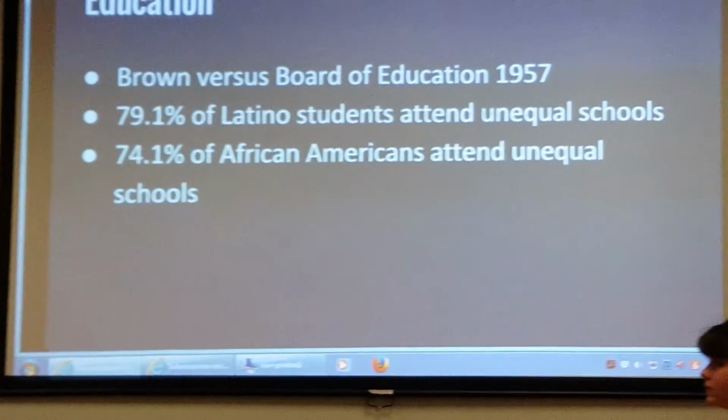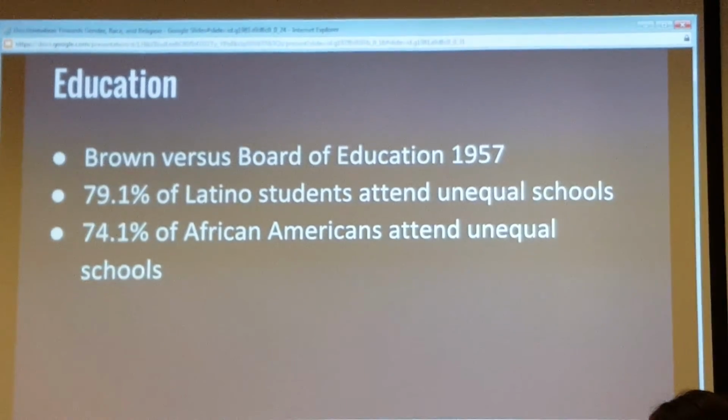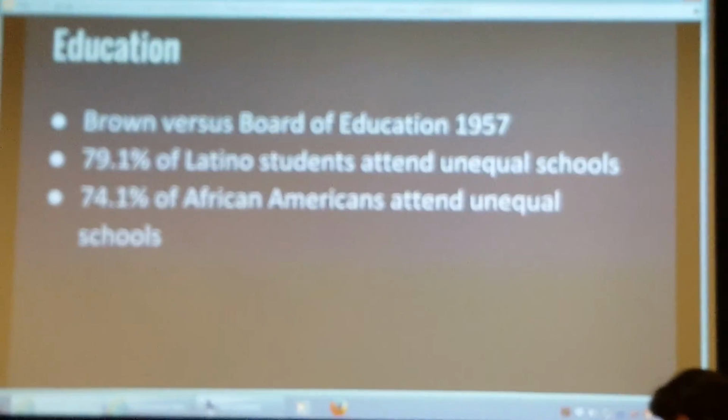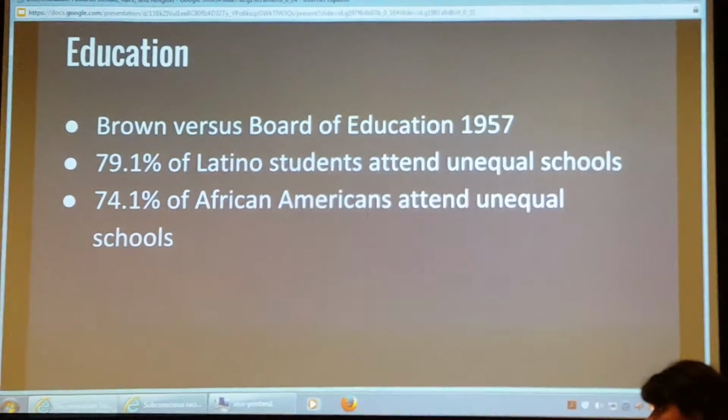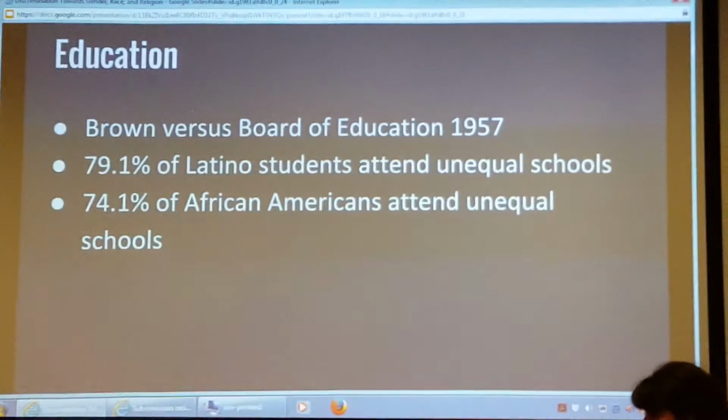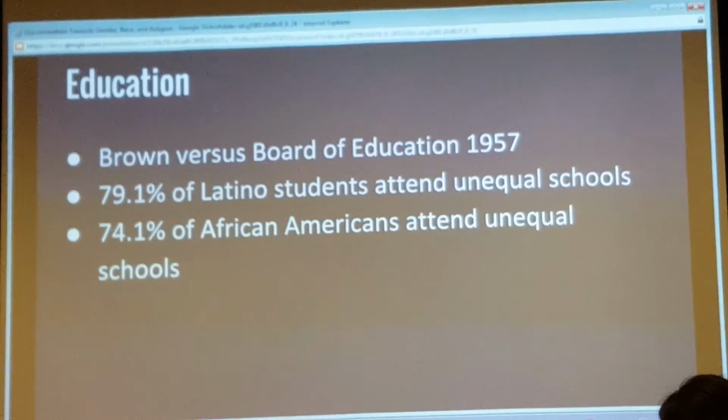So this subconscious bias and discrimination affects our educational system also. Before the Brown versus Board of Education trial in 1957, schools throughout the U.S. were heavily segregated. After this trial was passed, the schools were integrated. And although this was a paradigm shift in American history, schools are still ethnically unequal.